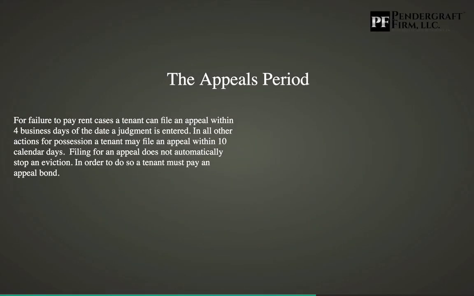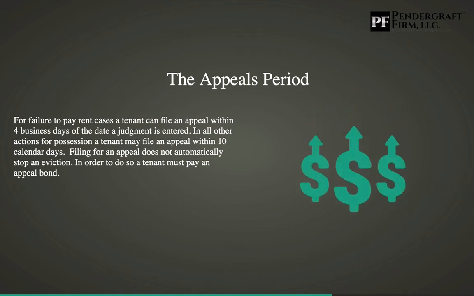The appeals period. For failure to pay rent cases, a tenant can file an appeal within 4 business days of the date a judgment is entered. In all other actions for possession, a tenant may file an appeal within 10 calendar days. Filing for an appeal does not automatically stop an eviction. In order to do so, a tenant must pay an appeal bond.